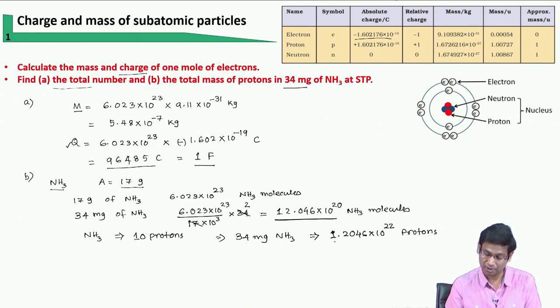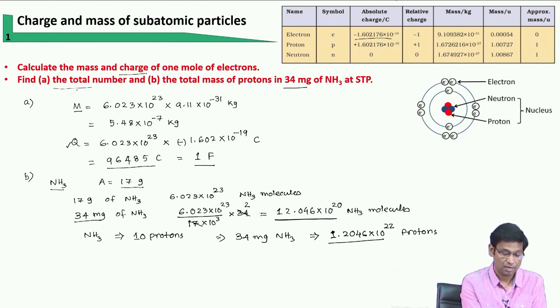Now, these many number of protons are present in 34 milligram of ammonia. We understood the first bit of this. The second bit asks what is the total mass of protons, but we know the mass of one proton, which is given here.